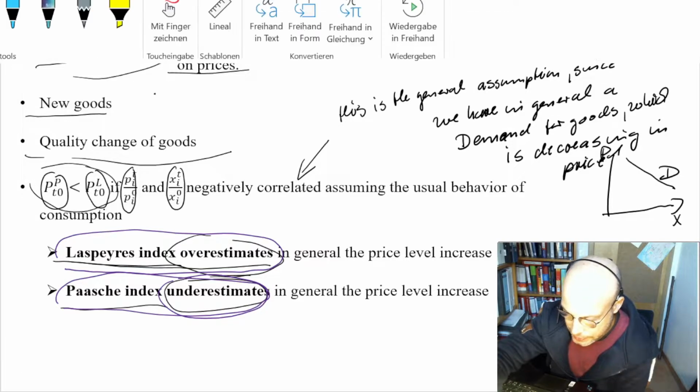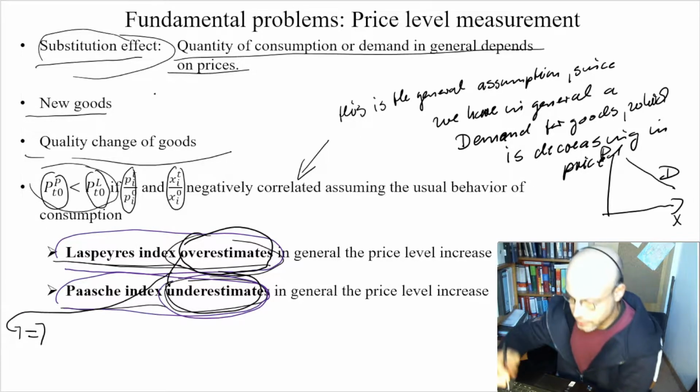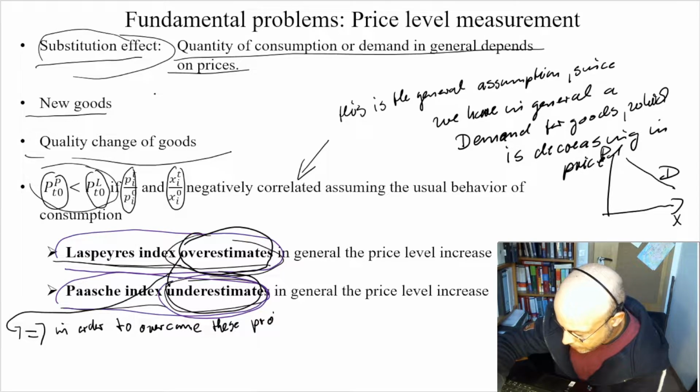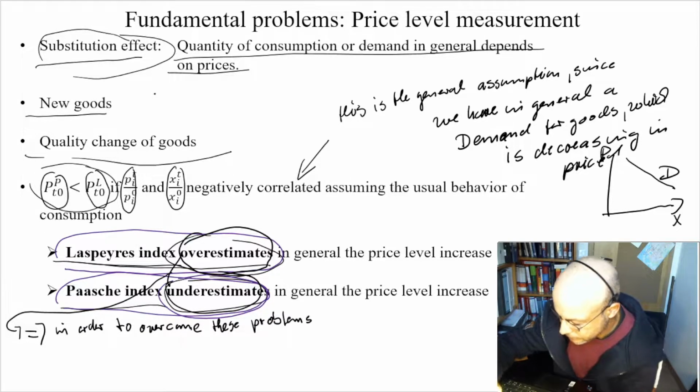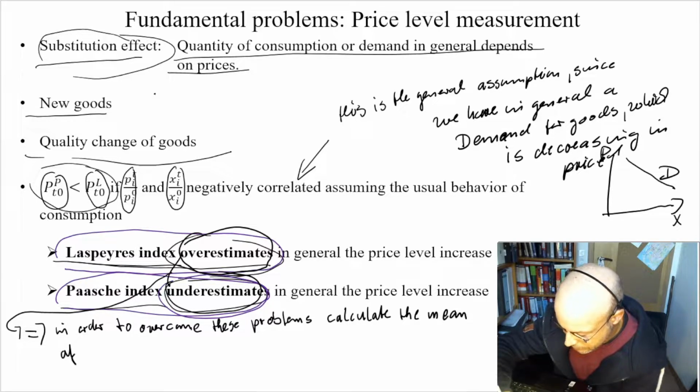If we have here an overestimation and here an underestimation, then we take these together, and in order to overcome these problems, we can think of calculating the mean of the two estimators.